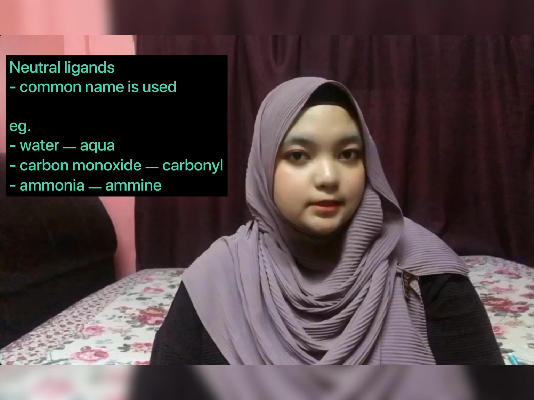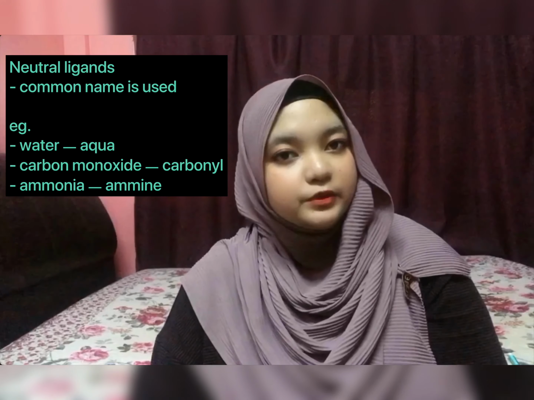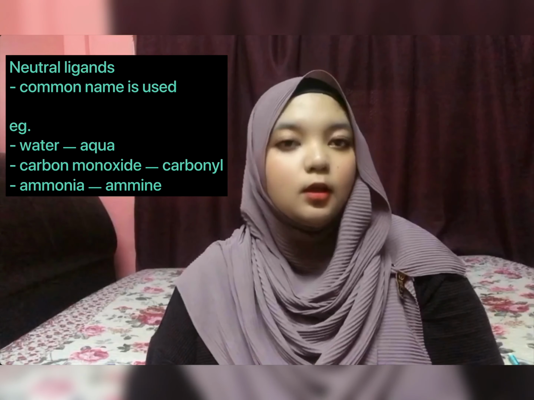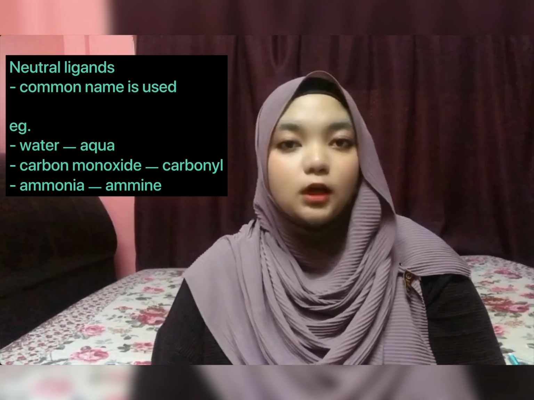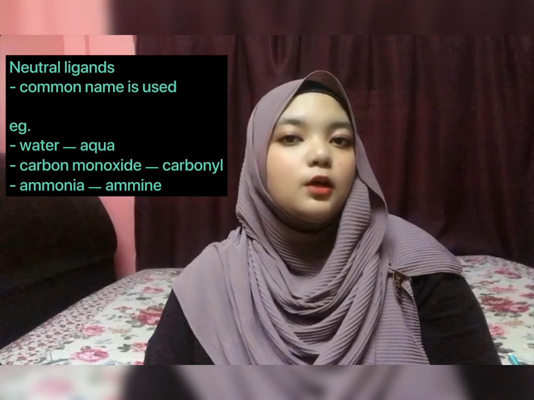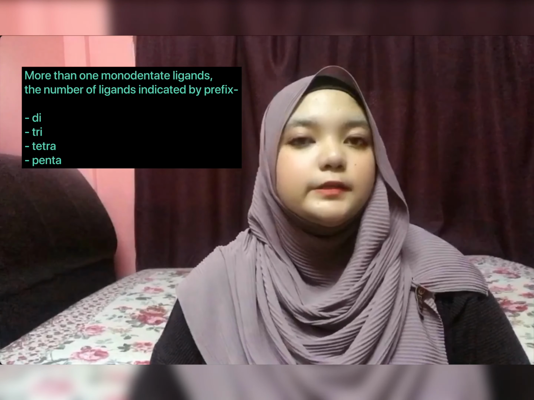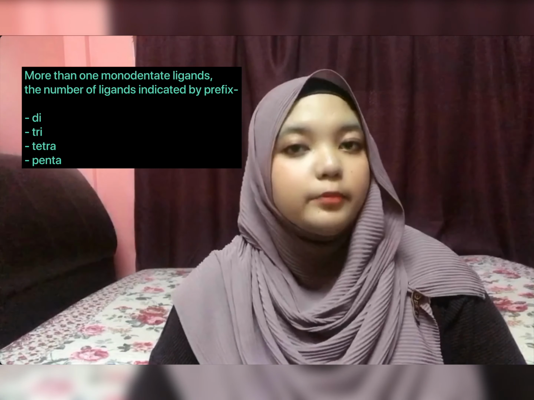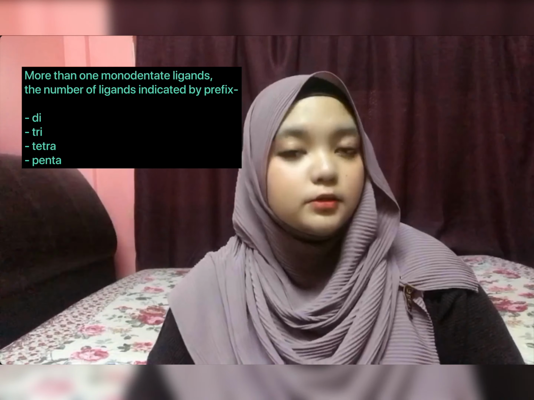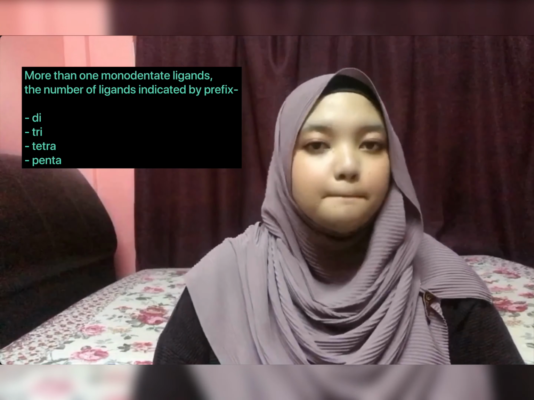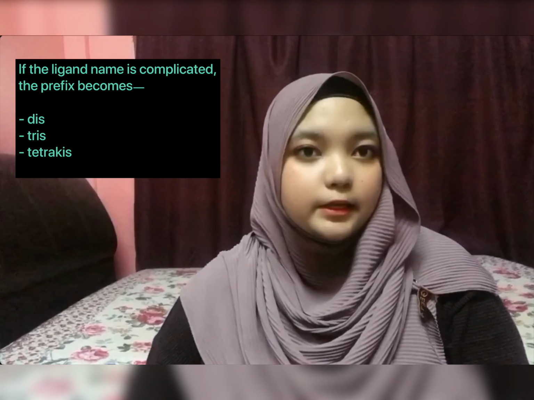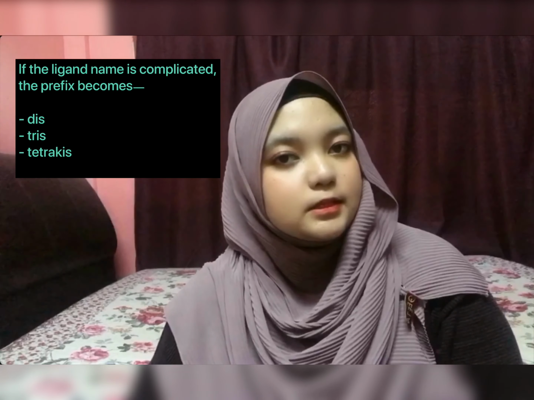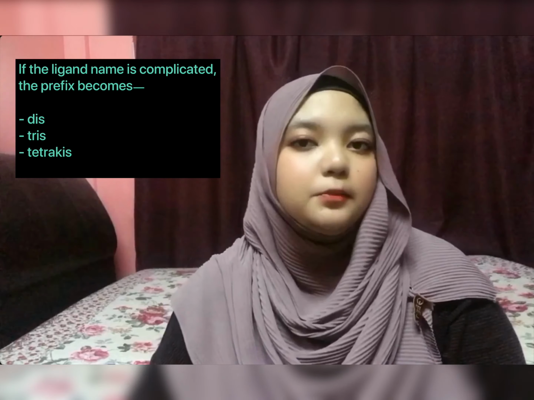For neutral ligands, the common name of the molecule is used. The exceptions are water, which is aqua, carbon monoxide, which is carbonyl, and ammonia, which is amine. If there is more than one monodentate ligand, the number of ligands is indicated by the prefix di, tri, tetra, penta. If the ligand name is complicated, the prefixes become bis, tris, tetrakis, with the ligand name in parentheses.